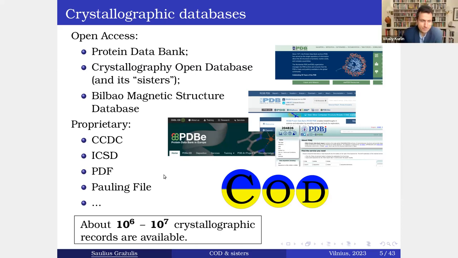Okay, thank you. So let's go on. My estimate is that there are more than 1 million, less than 10 million crystal structures available out there in different stages of publication. Different stages meaning that some are published in papers and deposited in databases, but some structures sit in drawers of scientists and wait for their time to be let out of there.